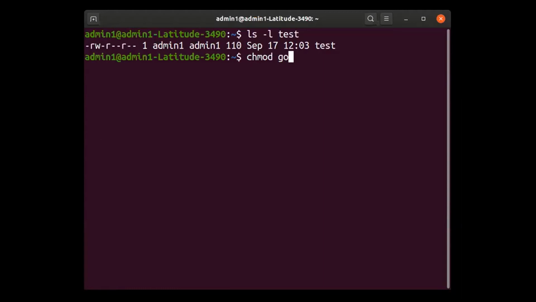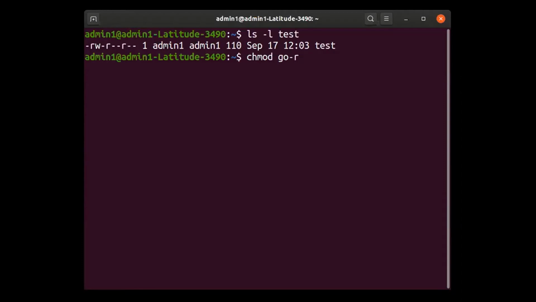Then what is next? The next part of the syntax is the opcode, where plus stands for add permission and minus stands for remove permission. Since I have to remove the permission, I will put minus. And which permission do you want to remove? Read permission. So I will say R. Since I have to remove the read permission, I will say R.